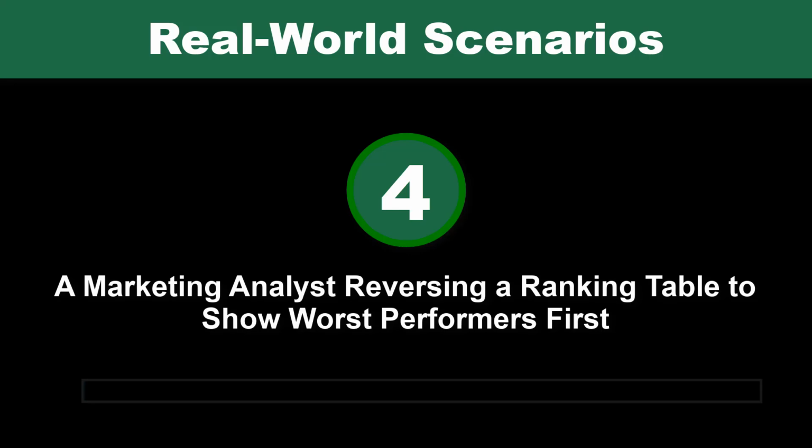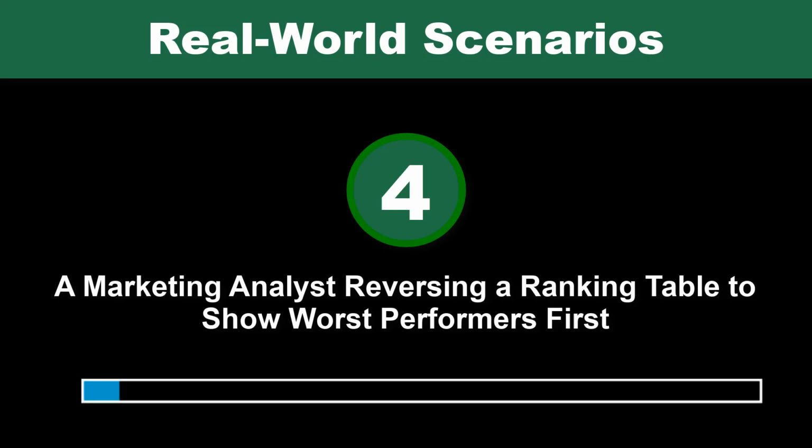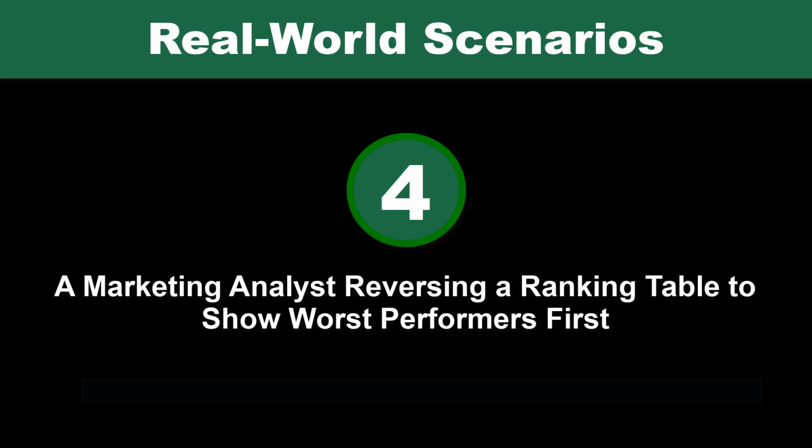A marketing analyst reversing a ranking table to show worst performers first. A marketing analyst built a campaign ranking table sorted best to worst by conversion rate. For a performance review focused on what needed fixing, she needed the worst performers at the top. Standard sorting would have overwritten her carefully structured layout. Reverse Vertical inverted the ranking table to a new sheet in one click. The review meeting started with the campaigns that needed the most attention, without touching the original ranked report.